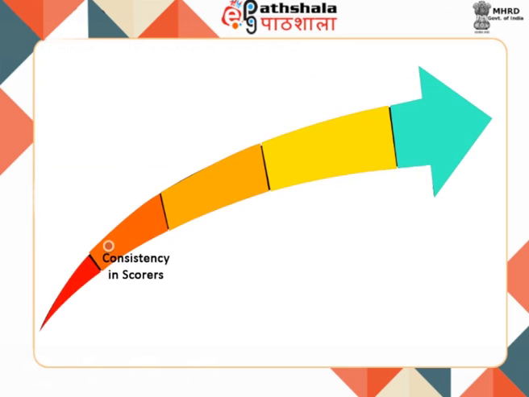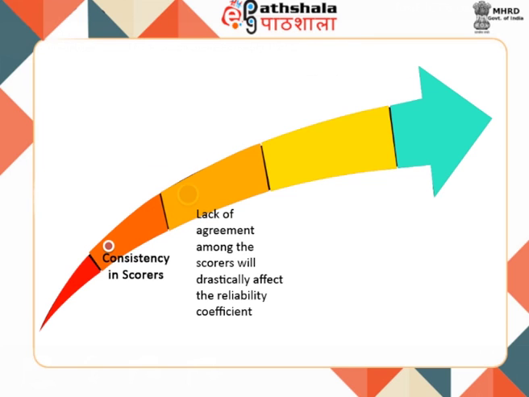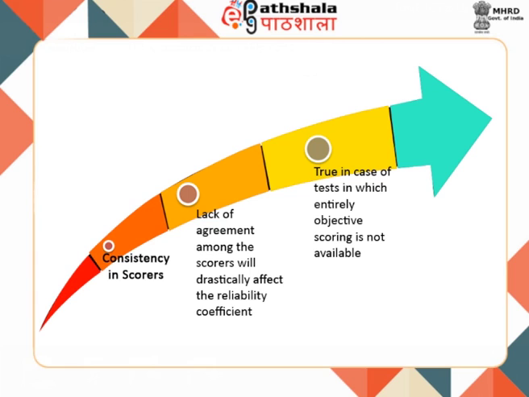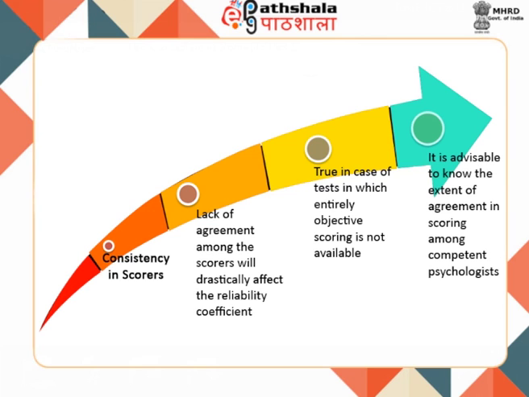Fifth, consistency in scorers. Lack of agreement among the scorers will drastically affect the reliability coefficient. This is generally true in case of tests in which entirely objective scoring is not available. For such tests, it is advisable to know the extent of agreement in scoring among competent psychologists who have scored the same set of responses.